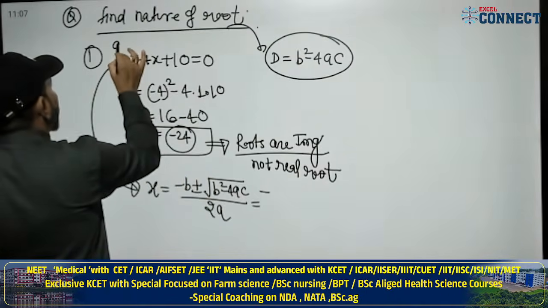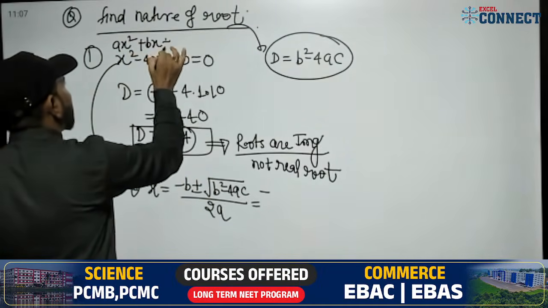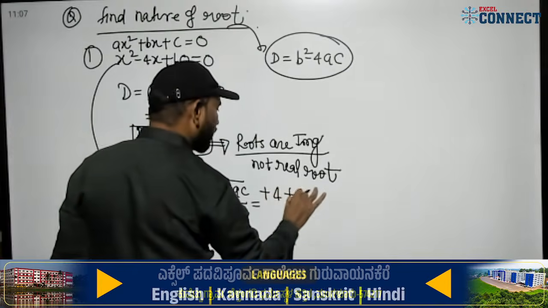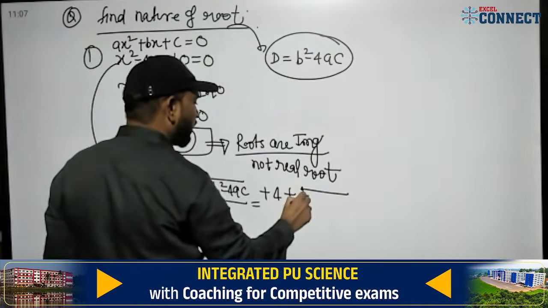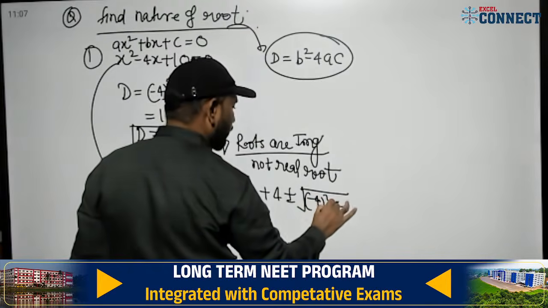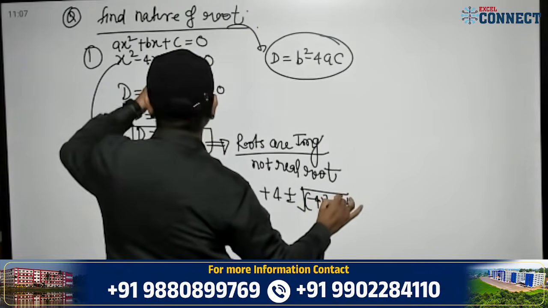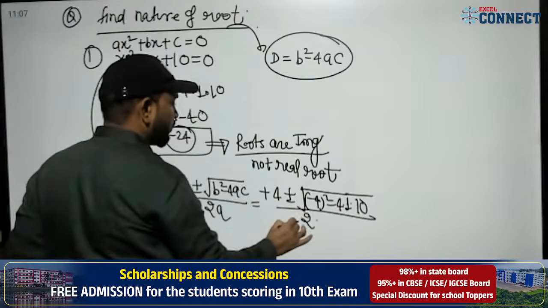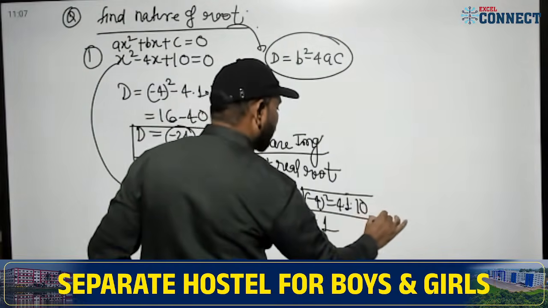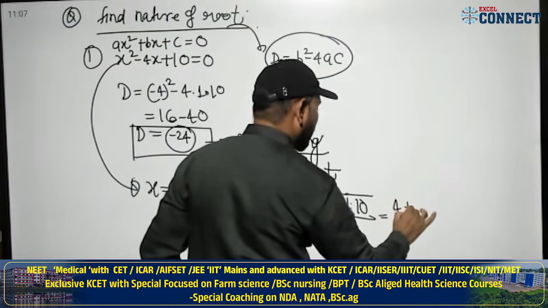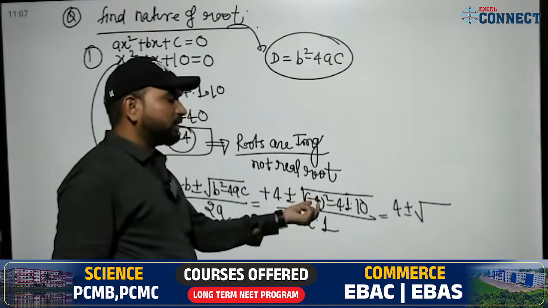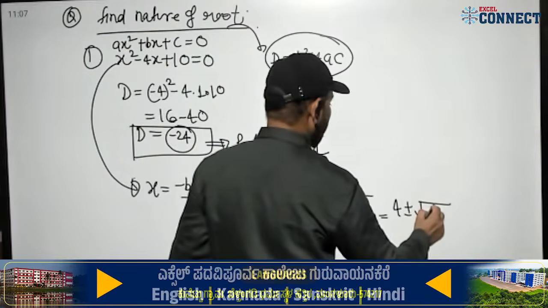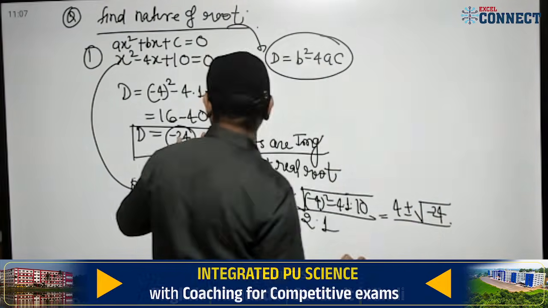This is your formula. Compare ax square plus bx plus c is equal to 0. B value is minus 4, so minus minus gives plus 4, plus minus under root of b square, that is minus 4 whole square, minus 4 into a value, which is 1, and c value, which is 10, divided by 2 into a value, which is 1. So you can say here 4 plus minus under root of 16 minus 40. 16 minus 40 is minus 24.